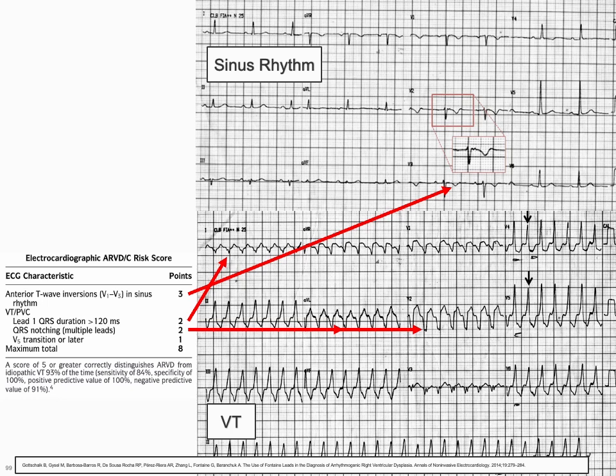And here we see an ECG in sinus rhythm, and an ECG in ventricular tachycardia. Together, they're evaluated against a scoring system to estimate the likelihood of arrhythmogenic ventricular cardiomyopathy as a cause. So we look for things like anterior T-wave inversions, which we've looked at before, the QRS duration, notching in multiple leads in VT, and where it transitions from negative to positive.